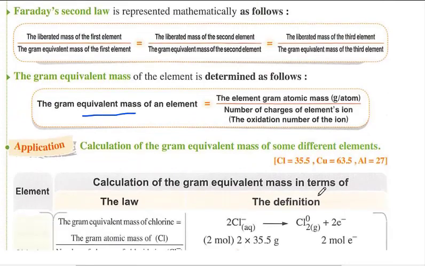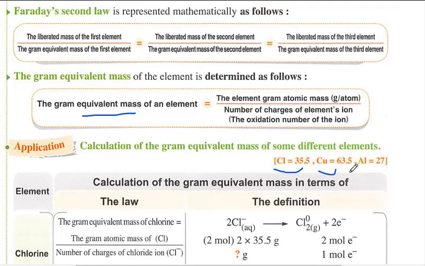So let's take some examples. Here we have chlorine, copper and aluminum. Chlorine has an atomic mass of 35.5.